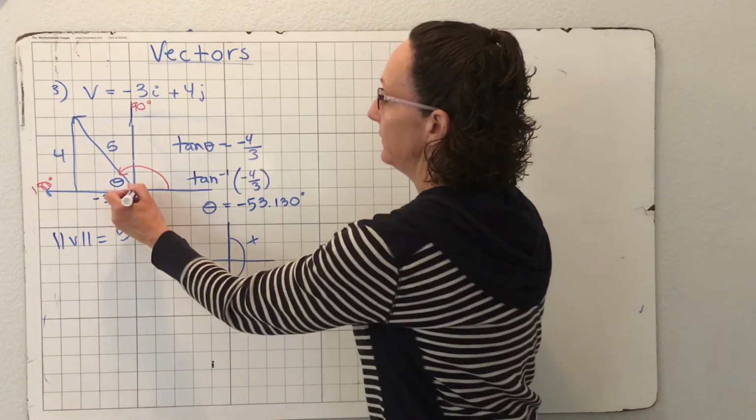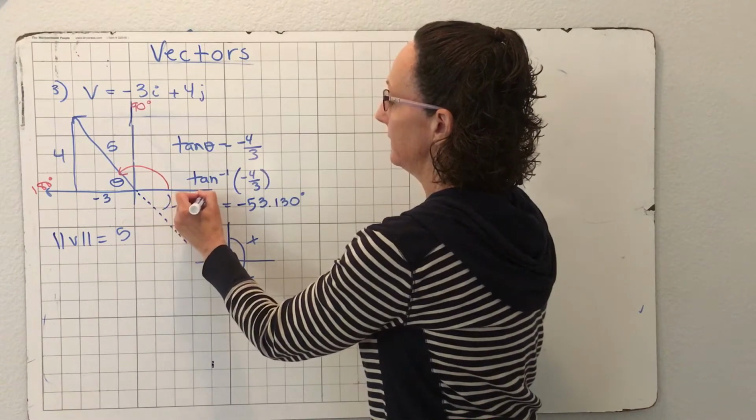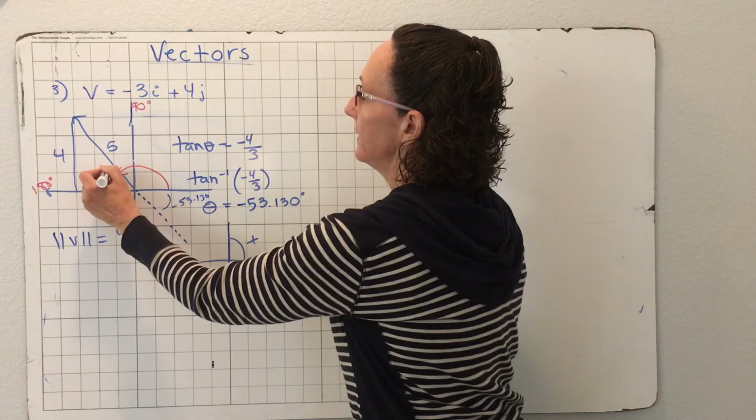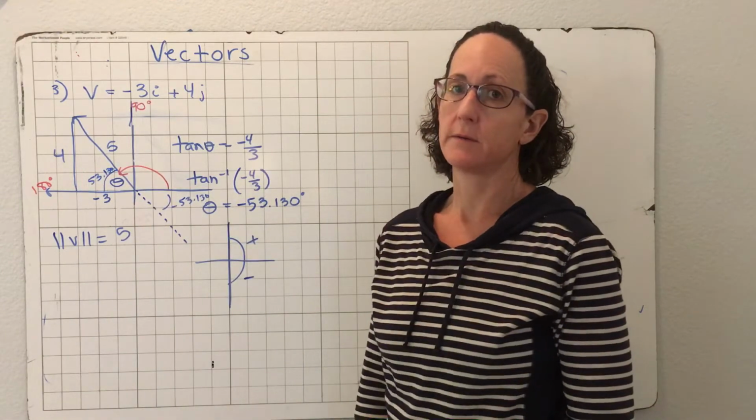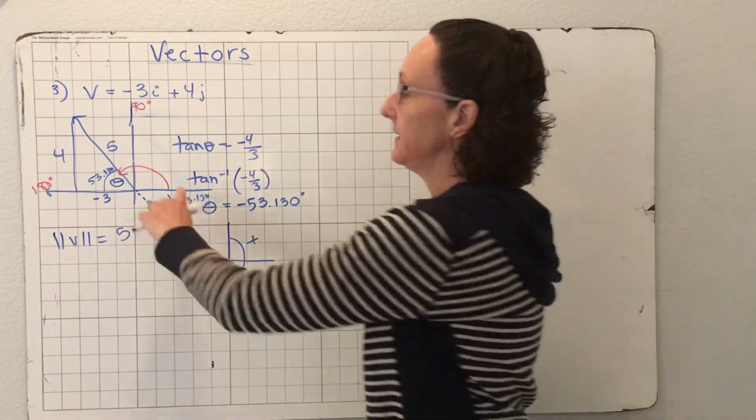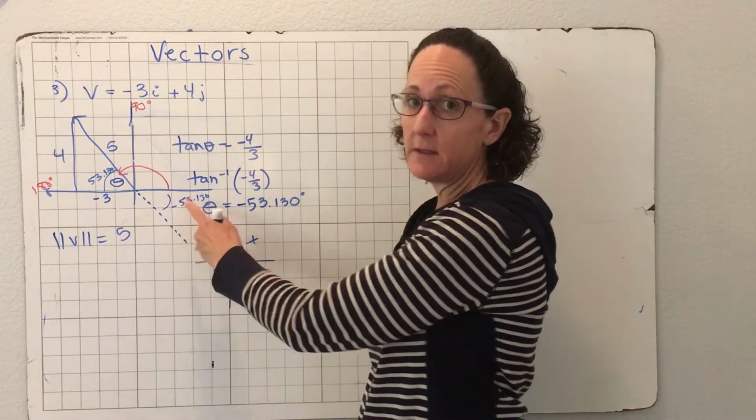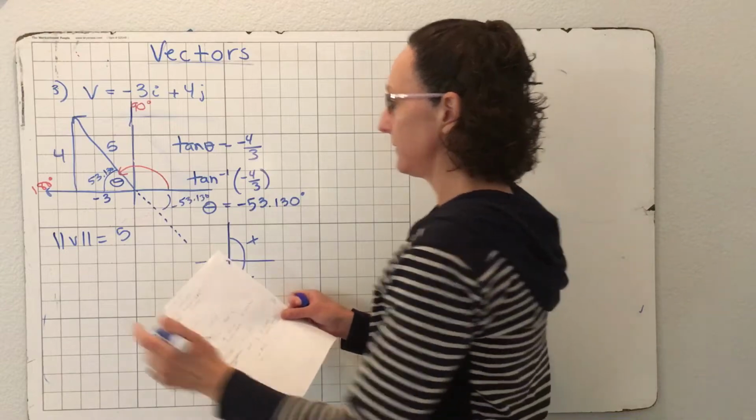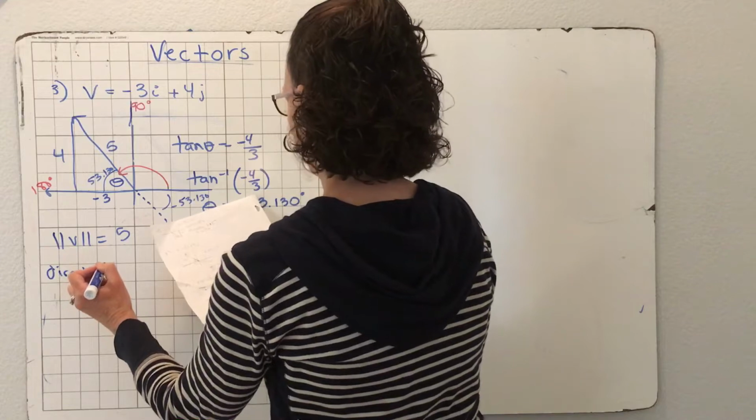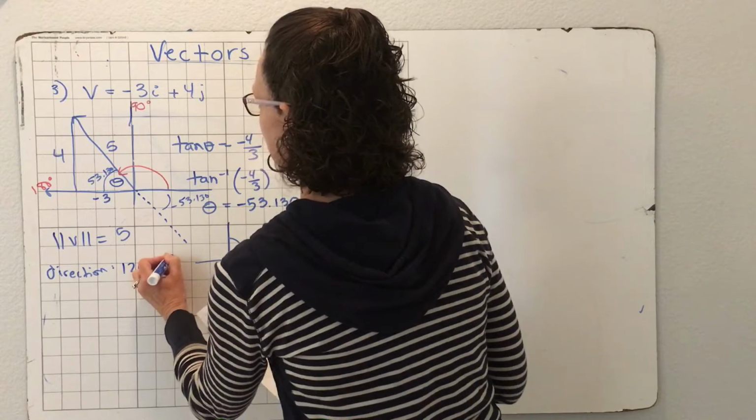So the calculator gave you this right here. It gave you that this is -53.130. But these are vertical angles, so this has a positive value of 53.130. Okay? So to get the direction, it's just 180 minus that, because these two right here add up to 180. You can also add 180 to this one to get it, okay? So if you add 180 to that, you get that the direction is 126.87 degrees.